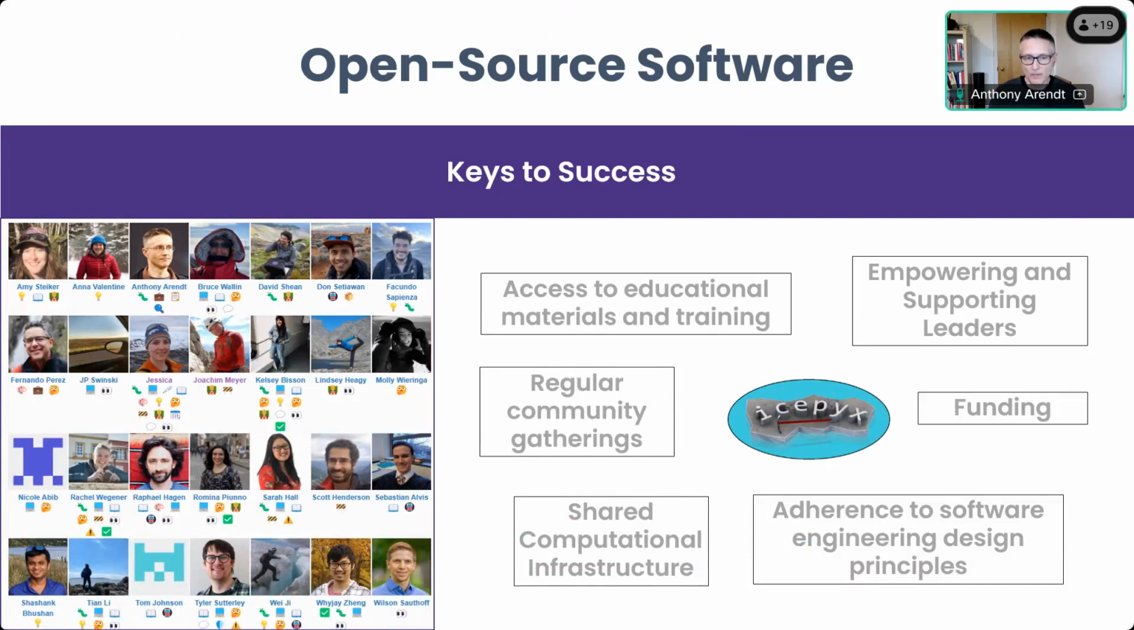So it's things like the way in which these communities have been able to access educational training materials to contribute to open science, the way in which they've had opportunities for gathering as a community, the tools, the shared computational infrastructure for them to work together in these spaces, the way in which they adhere to these fairly strict software engineering principles so that we can build code really efficiently together. And then, of course, the funding and the supporting of the leaders and the people who actually keep driving this work forward.